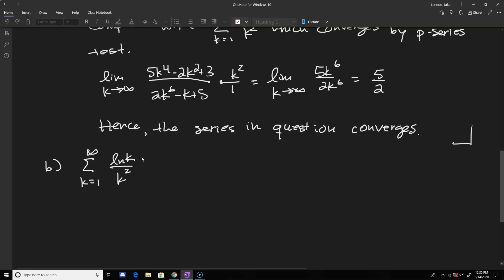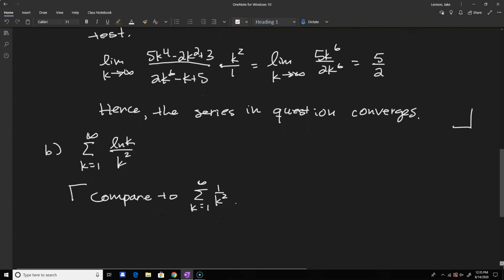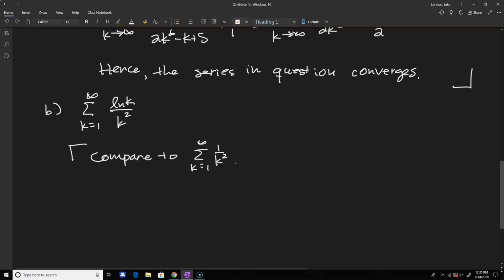So again, with this one, the most likely candidate is to compare it to either 1 over k squared or 1 over k, something like that. So let's compare to 1 over k squared. If we compare to 1 over k squared, again, we're looking at the limit, and you can pretty quickly see that this limit is not going to end up as a finite number, so we're going to rely on one of those other comparisons.